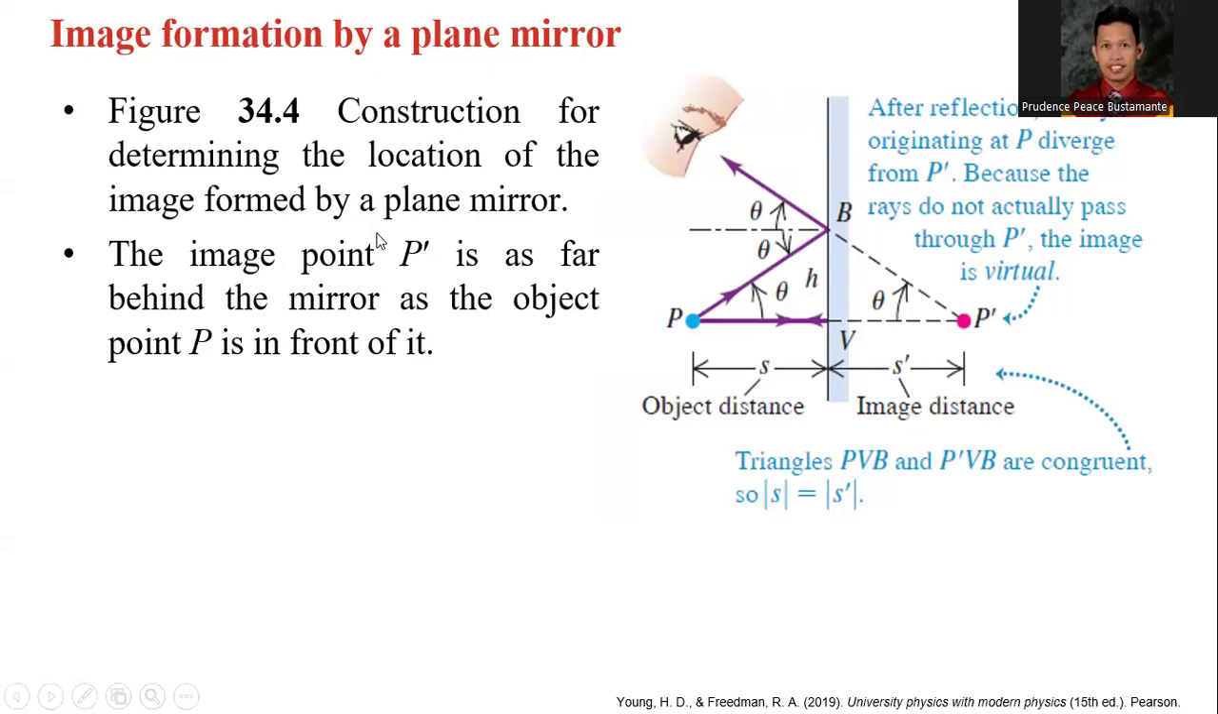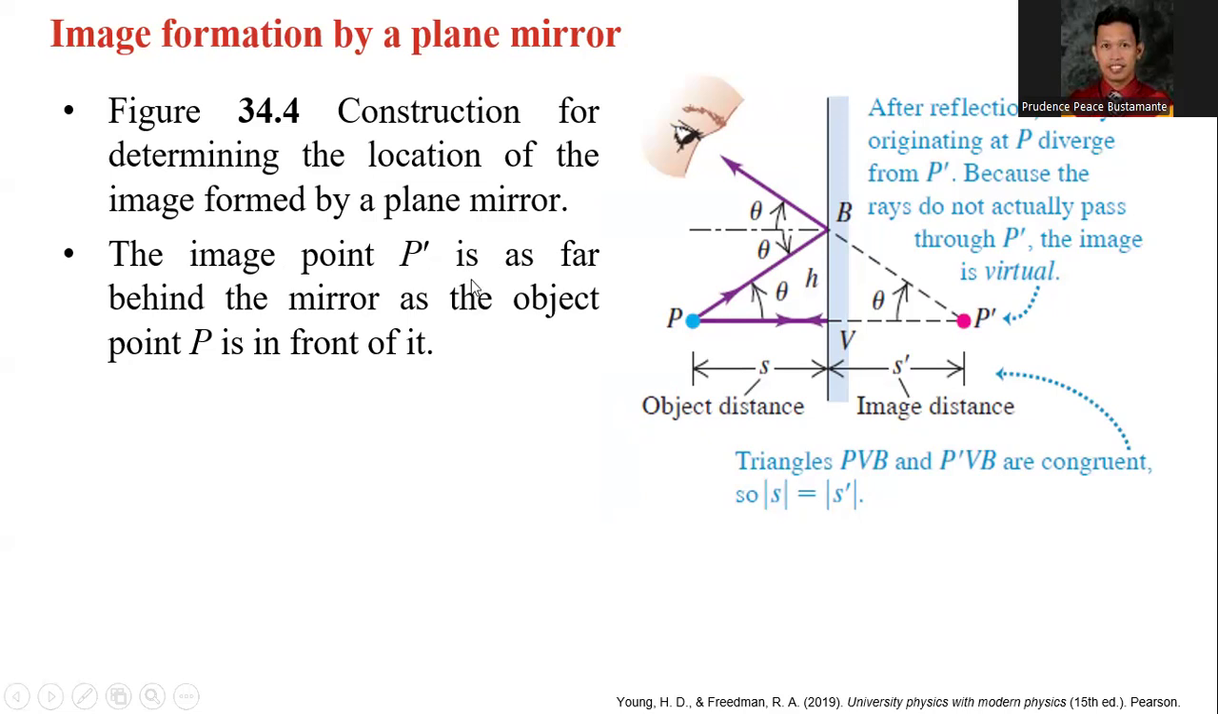So let's construct how image formation by a plane mirror works. In the figure 34.4, we have a construction for determining the location of the image formed by a plane mirror. We're going to locate the image point P prime.